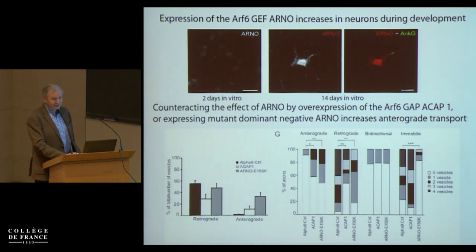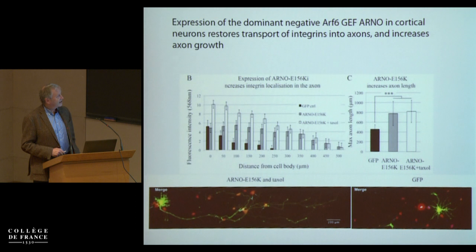If we now force ARF6 into the inactive state, the GDP form of ARF6, does this do us any good? Yes, this is integrin in the axon. So this is distance down the axon here. This is the amount of integrin on this axis. And in controls, we only see integrin in the initial segment, essentially. But when we express a dominant negative GEF, ARNO, we now see integrin transported much further. And importantly, we also see an increase in axon growth.